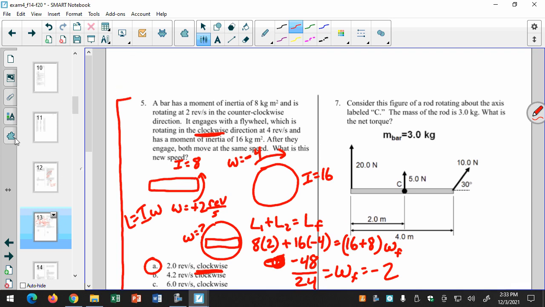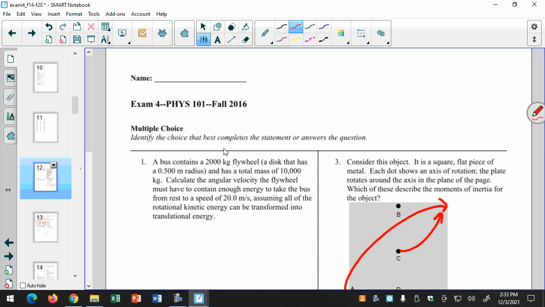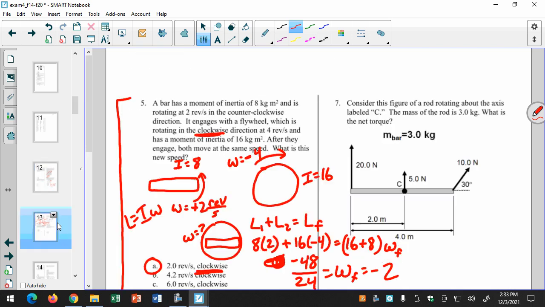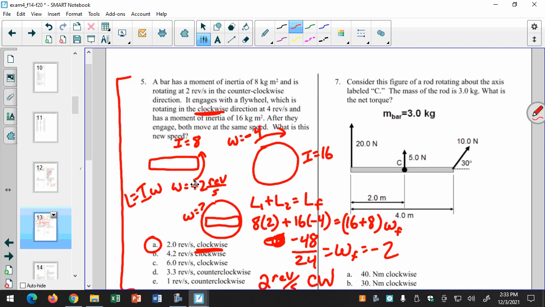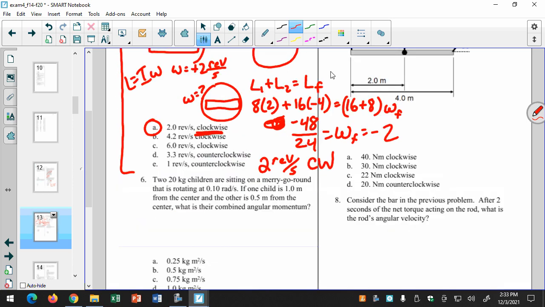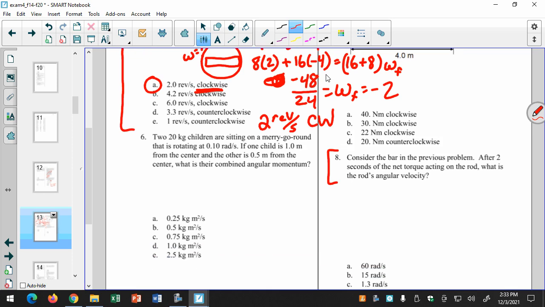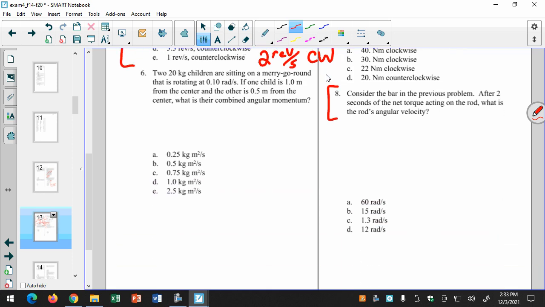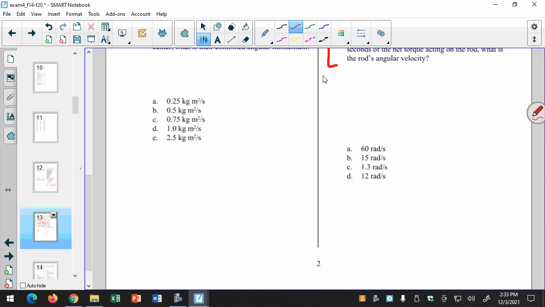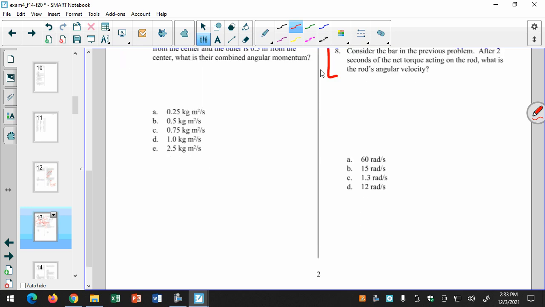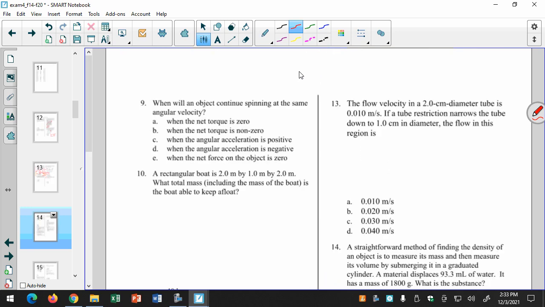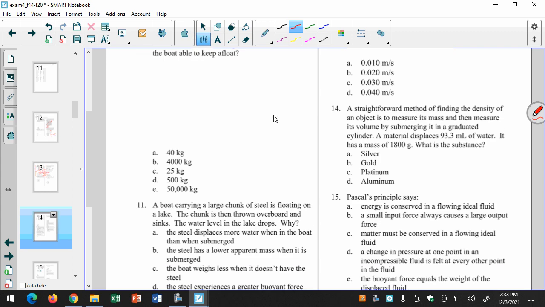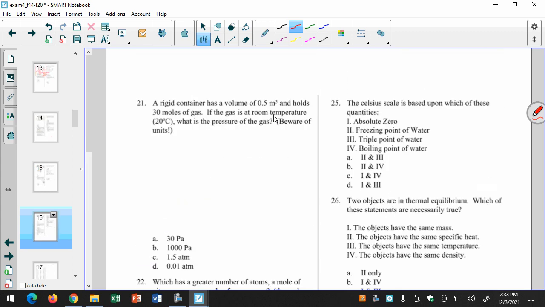Oh, this one is fall 16. It's like a good exam. Number 7 and 8 is a good example of the free response for Newton's second law. We've already worked on that, I think. So we can do it if you want, but okay. And that's all fluids.